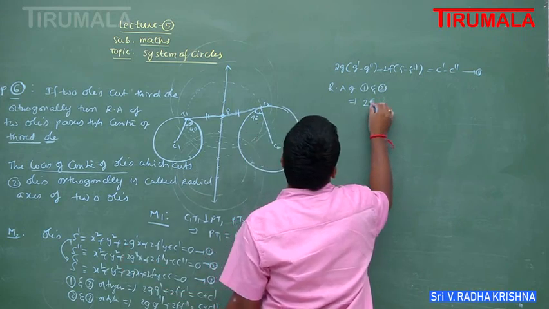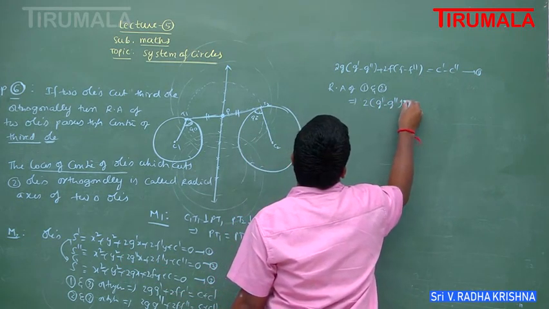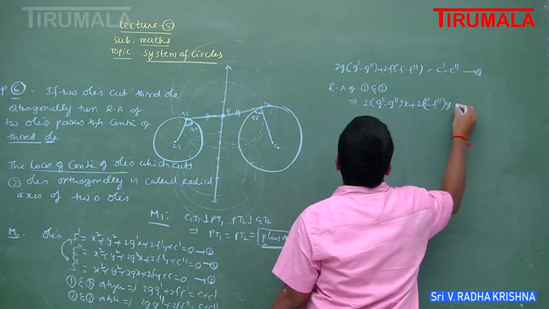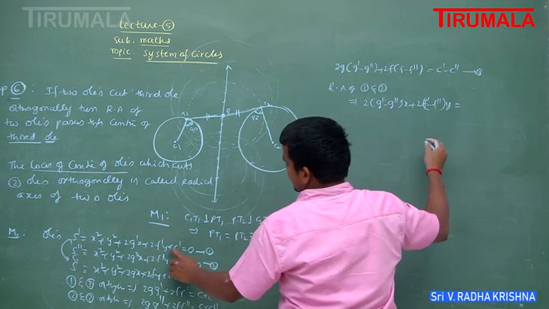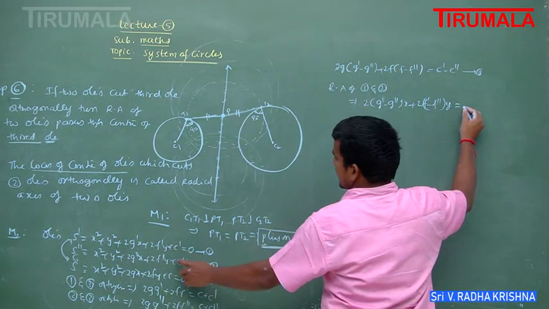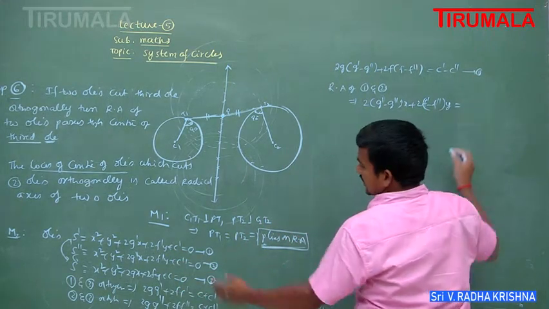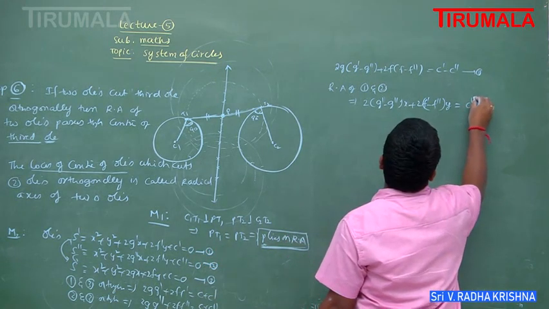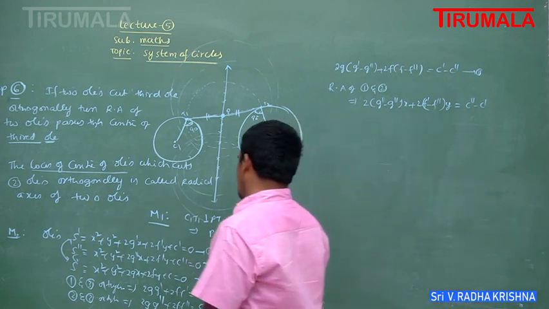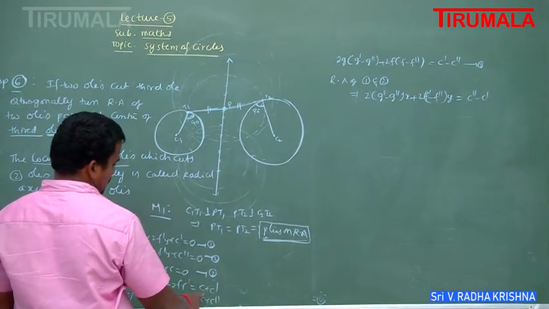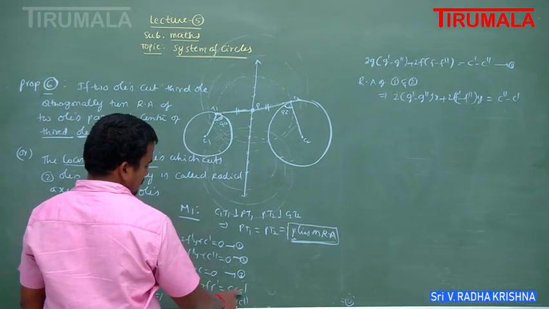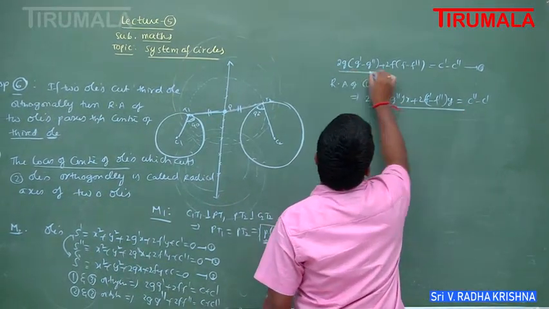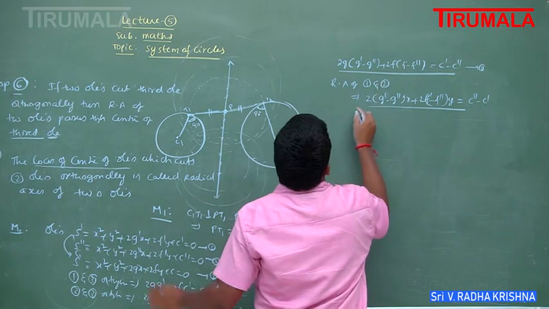So 2(g' − g'')x + 2(f' − f'')y = c' − c''. The right side is c' − c'', so we get −c', here −c'', that is c'' − c'. So 2gg' + 2ff' gives c + c', and we subtract from each other c' − c''. Now clearly observe and compare these two.